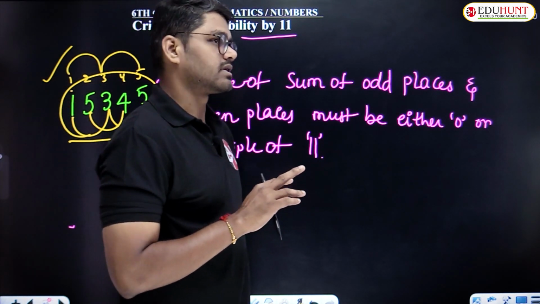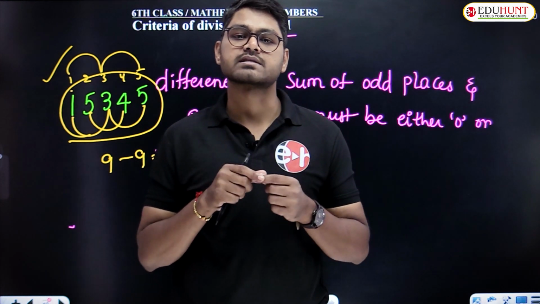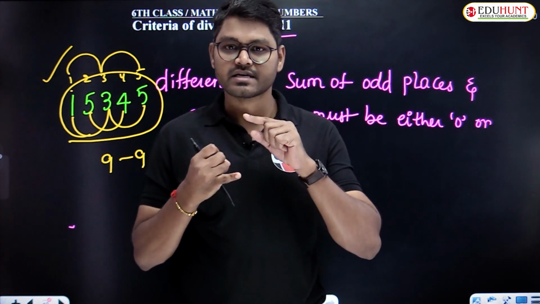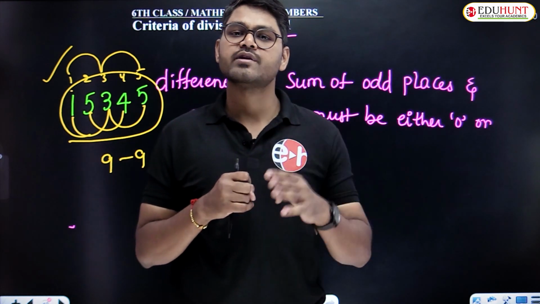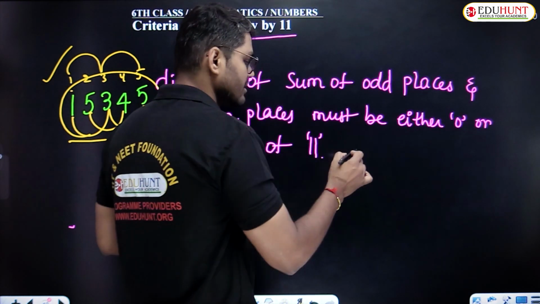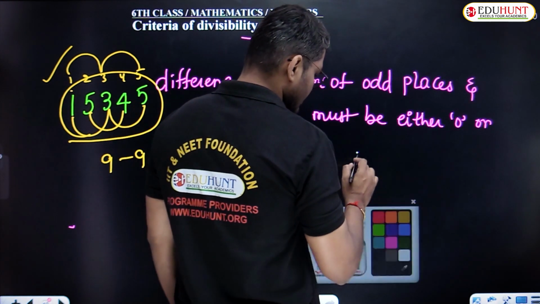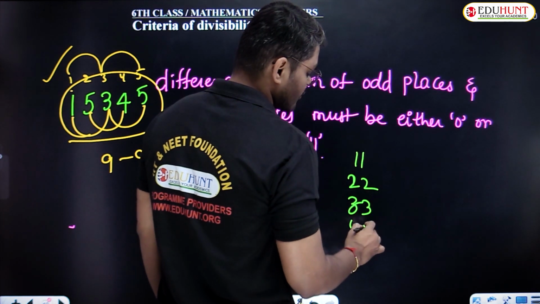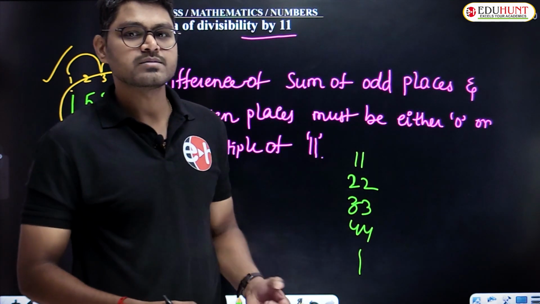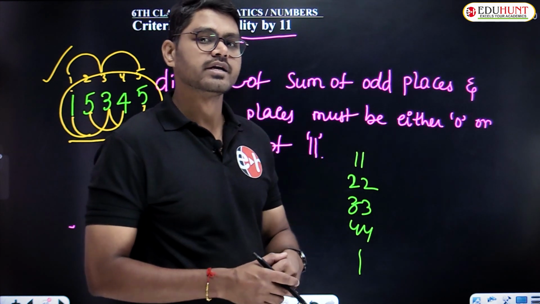It's nothing but, see, take the difference of sum of odd places and sum of even places. If the difference is 0, that number is divisible by 11. If the difference is a multiple of 11, that is 11, 22, 33, 44, like that, then that number also is divisible by 11. Okay? Did you understand, students?